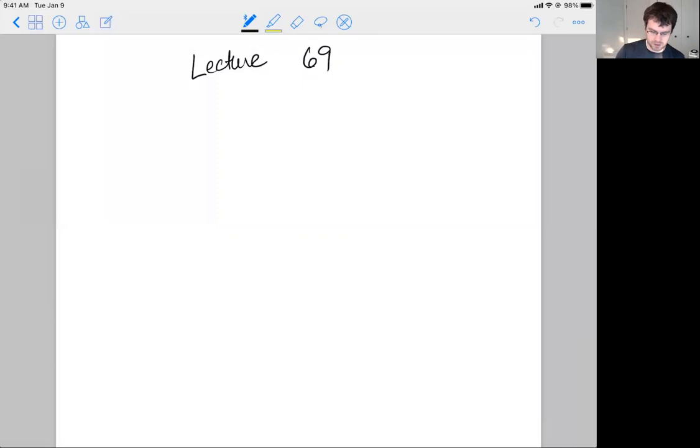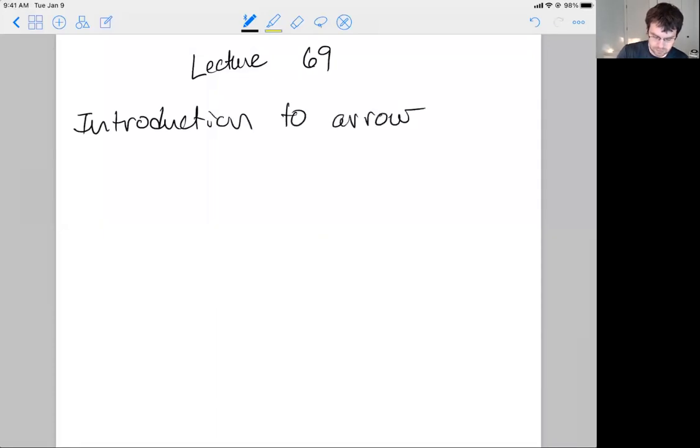But anyway, okay, so we have the notes in front of us. This is Introduction to Arrow Pushing. This is a method to broadly understand transformations or reactions of organic molecules.